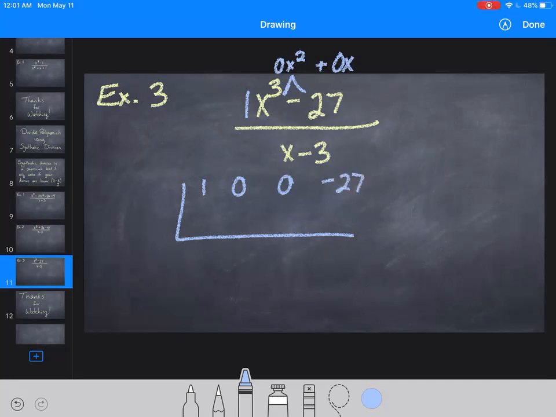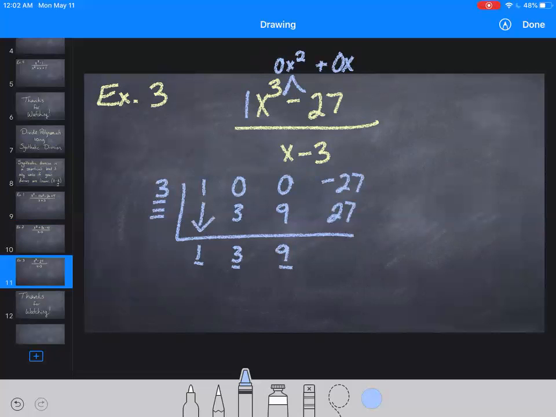And then my divisor is going to give me the number that's on the outside. x minus 3 equal to 0. Solve for x. I get a positive 3, so I'm going to be dividing by a positive 3. I dropped down my first number, which was a 1. I multiply 3 times 1. It's going to give me a 3. 0 plus 3 gives me 3. I multiply 3 times 3 gives me 9. I combine 0 and 9. I get a 9. I multiply 3 times 9, and it gives me a 27.